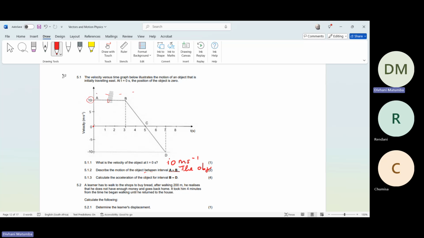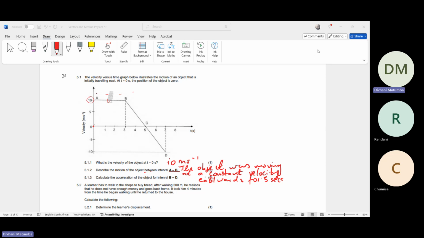The word constant: the object was moving at a constant velocity eastwards for 3 seconds. Okay? And then 5.1.3, calculate the acceleration of the object for the interval B to D.